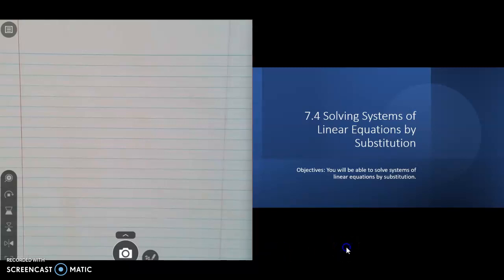Welcome to Section 7.4, Solving Systems of Linear Equations by Substitution. Hopefully by the end of this, you'll be able to solve systems of linear equations by substitution.